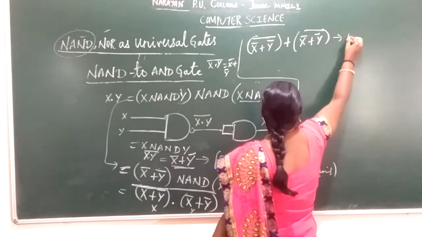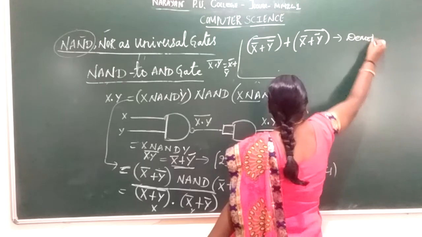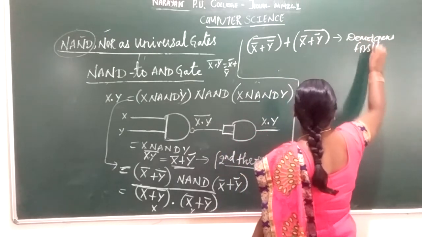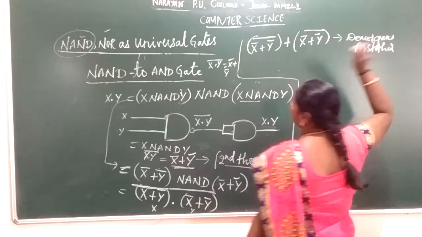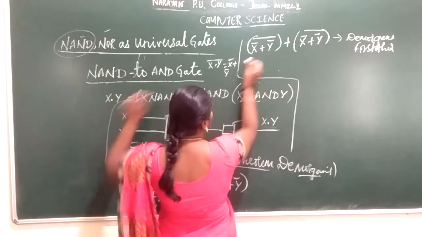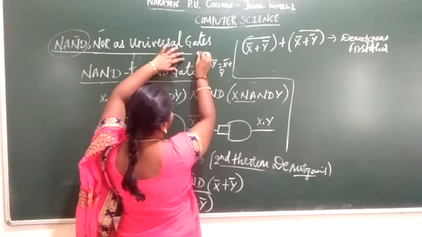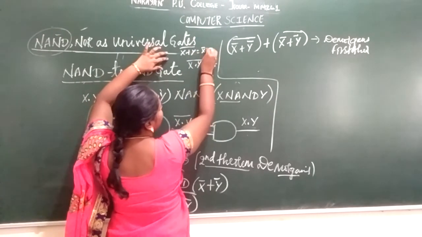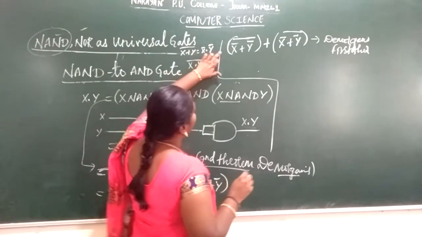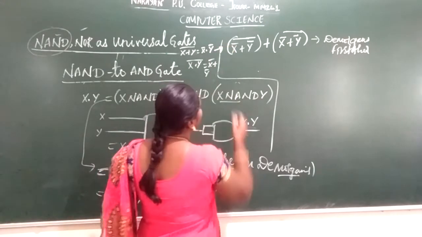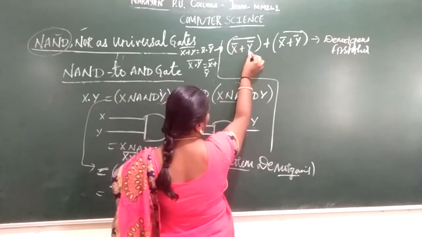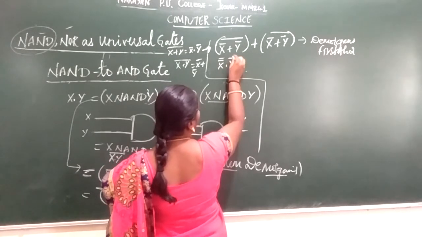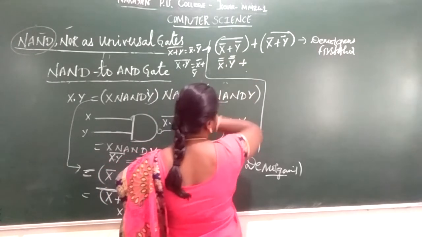Now you apply De Morgan's first theorem. What is my De Morgan's first theorem? x plus y the whole bar is equal to x bar into y bar. So for this I am applying the first theorem. So this is my x, y. So x bar into y bar, okay, plus as it is.